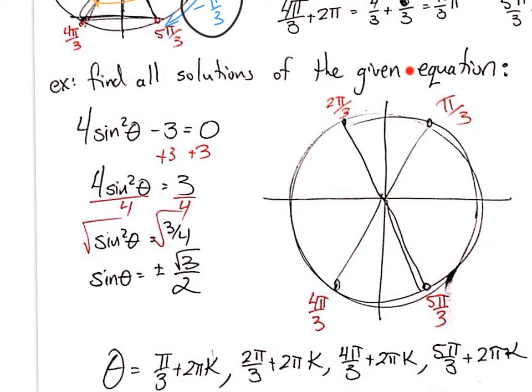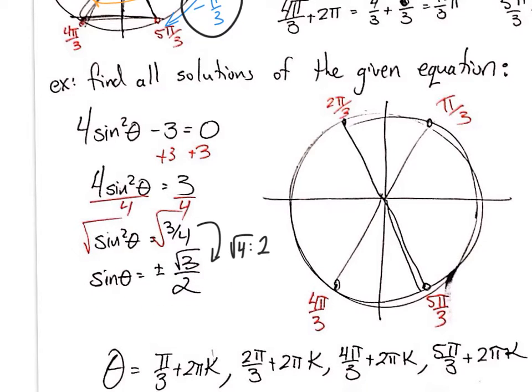So find all solutions of the given equation. So we're going to have that 2 pi k or pi k thing. And we're going to do some algebra to get sine of theta by itself first. So add 3, divide by 4, take the square root, and then we know that square root of 4 is 2. So that's how we ended up with this. And notice how when we took the square root, we ended up with a plus or minus. So this throws a whole bunch of possibilities into the game.